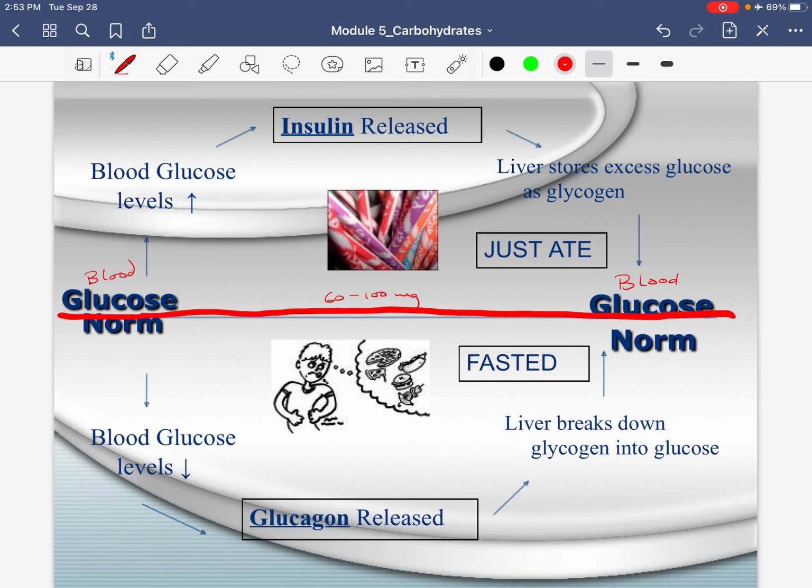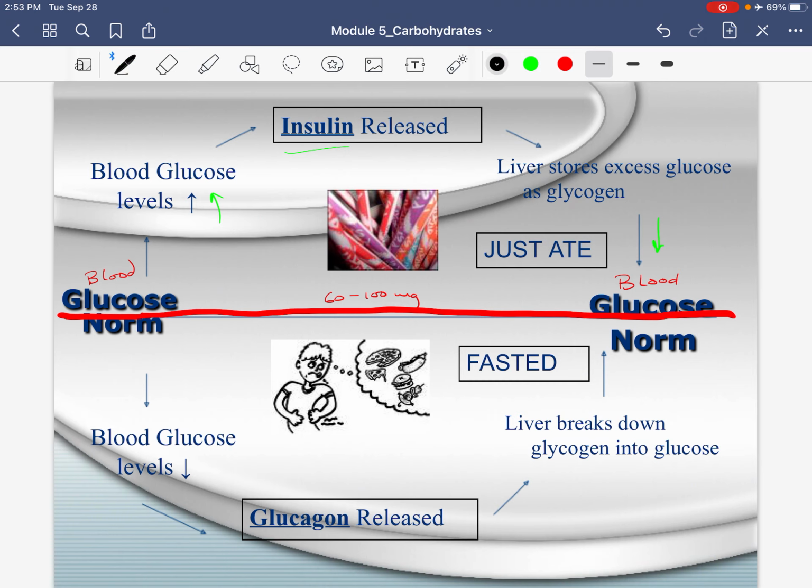Well, what happens if you just ate a bunch of pixie sticks? You know what those are? Just little straws of sugar. Well, if I eat a whole bunch of sugar, my blood glucose goes up. The body senses blood glucose has gone up, releases insulin. Insulin goes to the liver, tells it to take some of that blood glucose out of the blood and store it as glycogen, thereby reducing blood sugar back to normal.